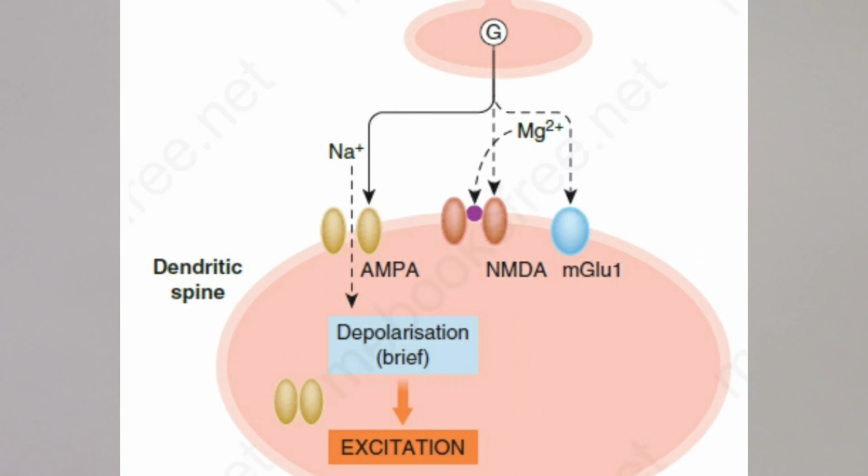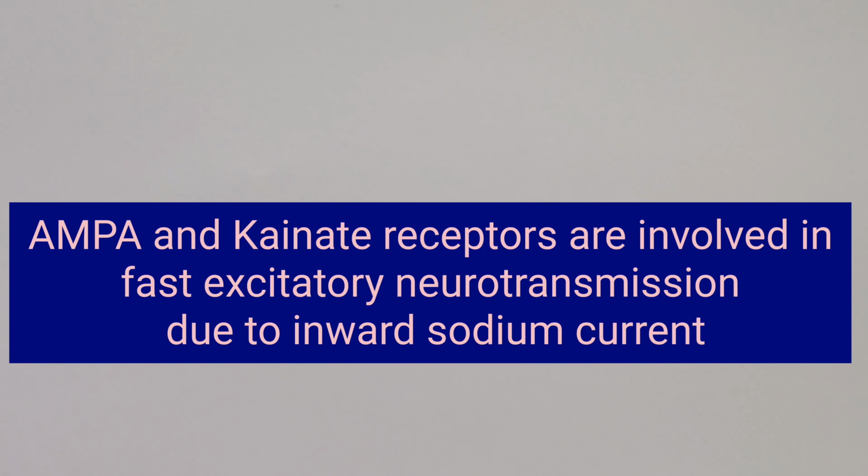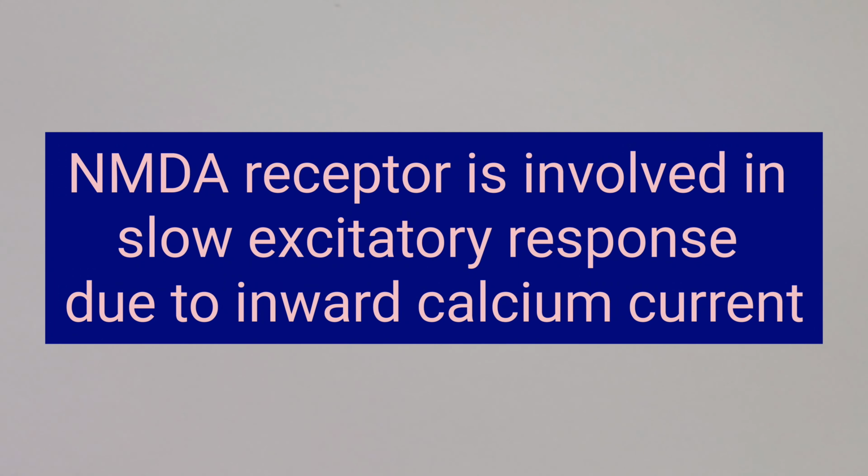Depolarization of the cell sends a signal to the NMDA receptor which unblocks the calcium channels, allowing the entry of calcium ions, which is responsible for slow excitatory response. So AMPA and kainate receptors are involved in fast excitatory neurotransmission, whereas NMDA receptors mediate slow excitatory response.